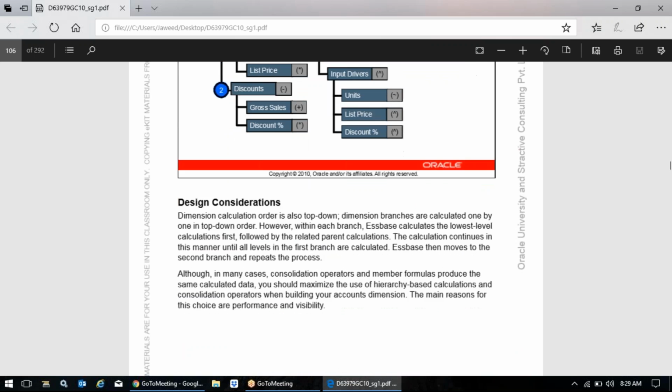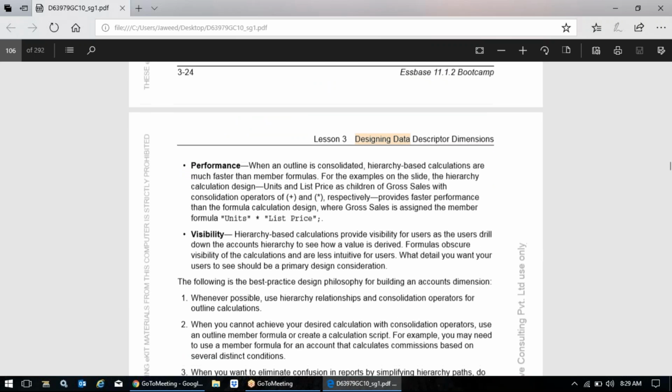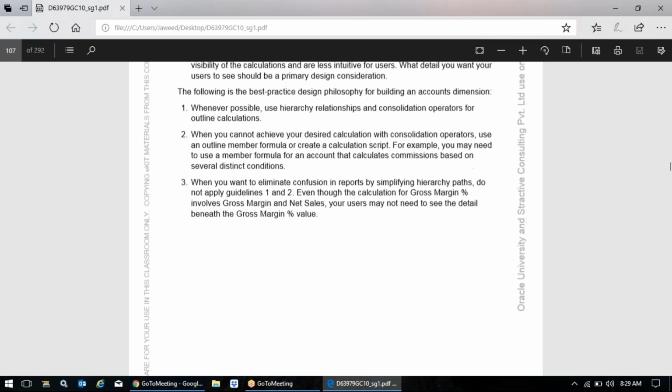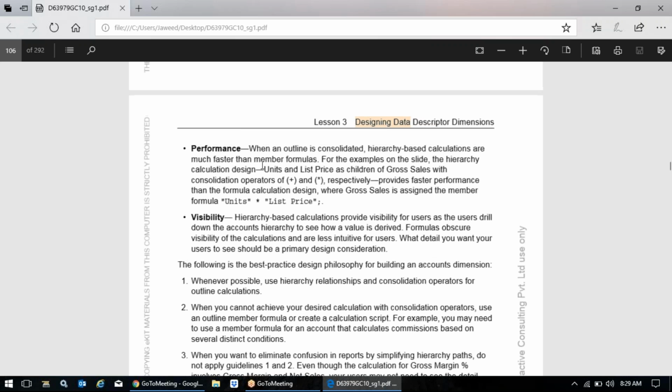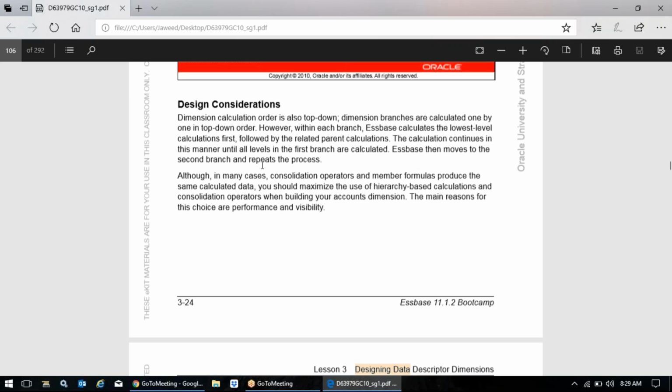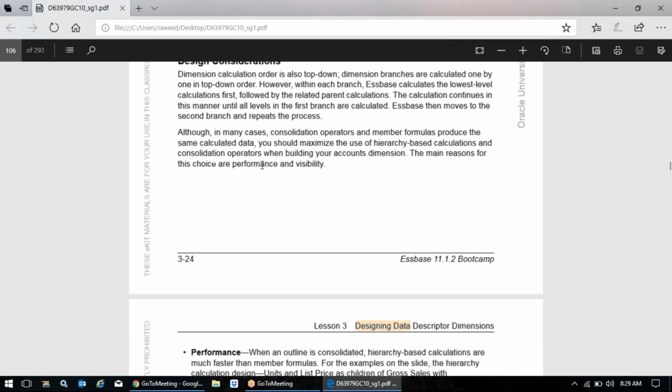This is something which we will talk about later. This is basically the functional aspects, performance, visibility, whatever the considerations are when you are designing.